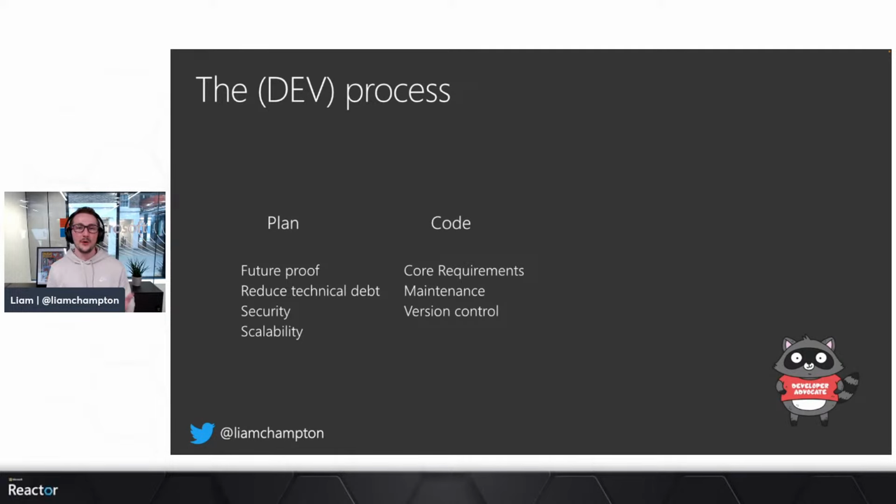Next, you have code. What are your core requirements? How can you maintain that? Is your code really easy to maintain? The bus number: what happens if I don't turn up to work tomorrow and I suddenly leave? Who's going to pick up what I'm doing? So you've got to understand what everybody's doing at any given point.